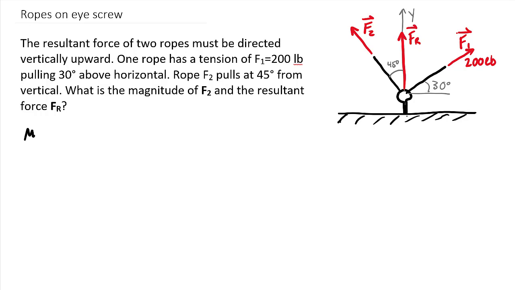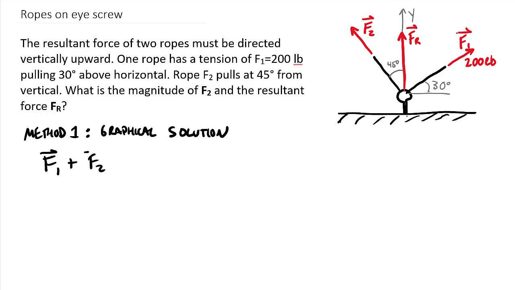We're going to have method 1, which is a graphical solution. All right, so in doing a graphical solution, we are going to base this upon our resultant equation, which is that F1 as a vector plus F2 as a vector is equal to FR. Right, resultants are simply the sum of things. In this case, it's going to be the sum of these two vectors.